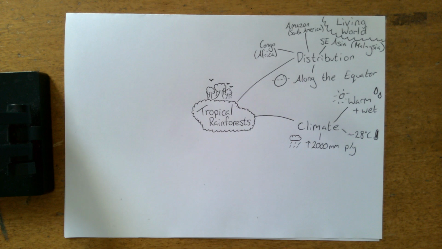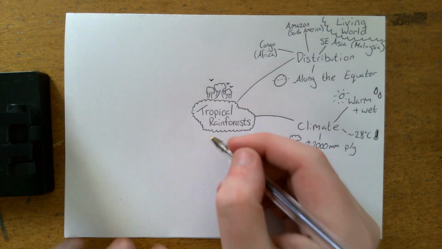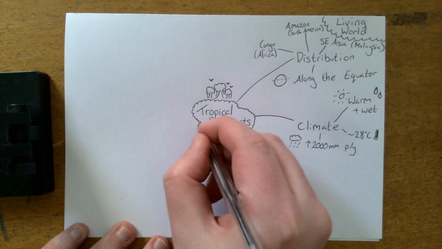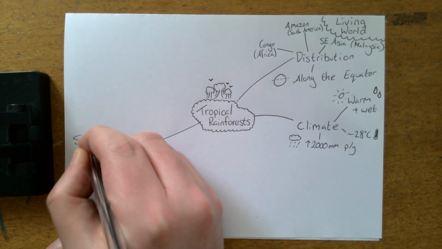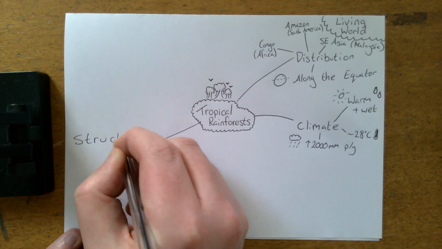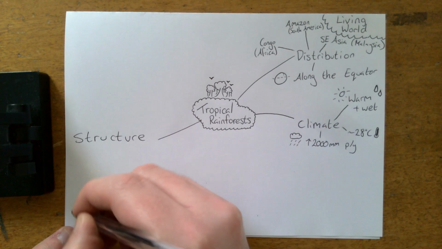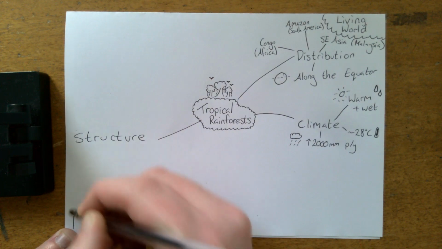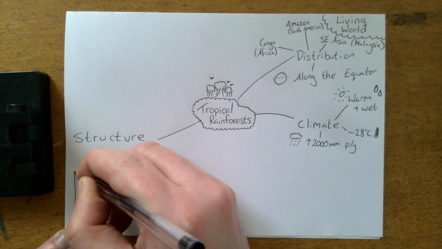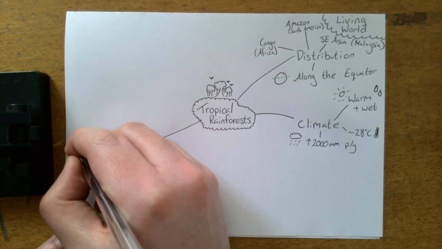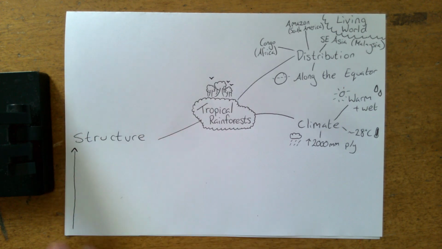We then need to know about within the rainforest itself. So I'm actually going to go to the other corner and we're going to talk about structure. So this is the structure of a tropical rainforest. And the easiest way to do this is to imagine this is like my little metre stick. Really, you probably should be doing this with a ruler. Okay, but I haven't. Oh well.